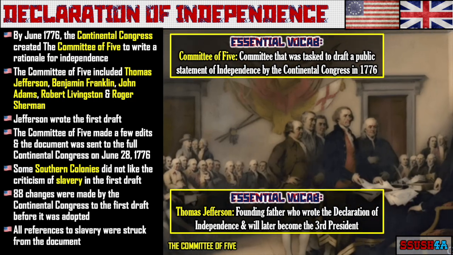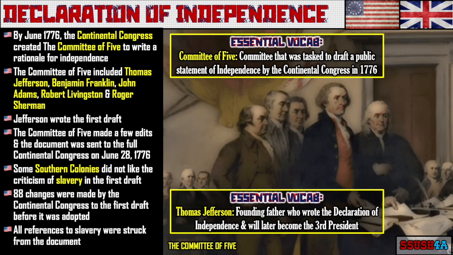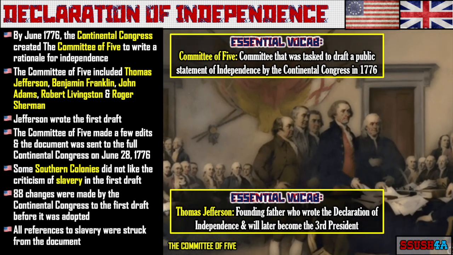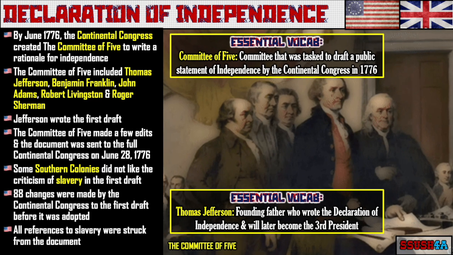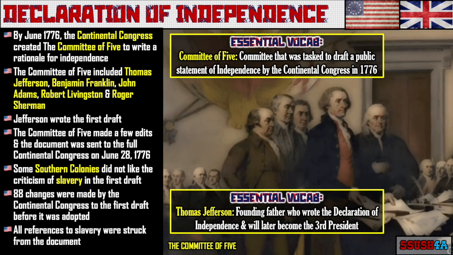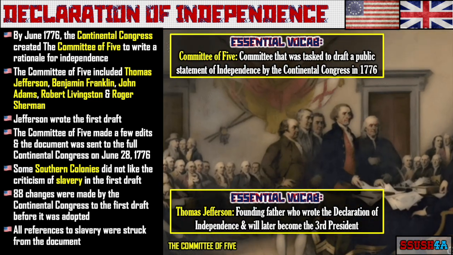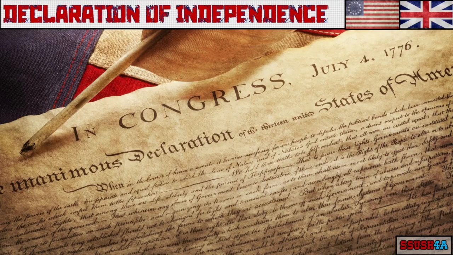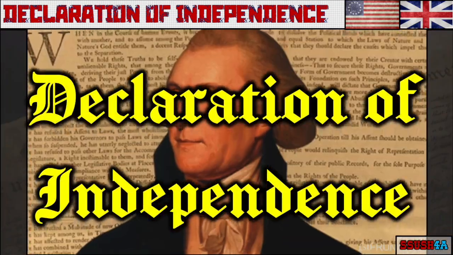Some southern colonies did not like the criticism of slavery in the first draft. 88 changes were made by the Continental Congress to the first draft before it was adopted. All the references to slavery were struck from the document. In case you haven't picked it up yet, we're talking about the Declaration of Independence.